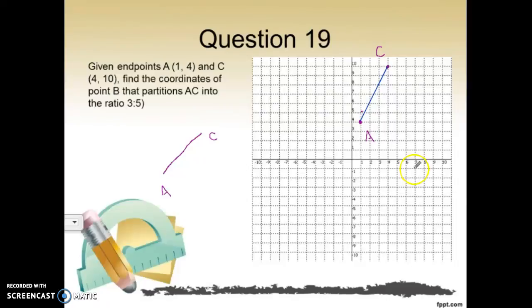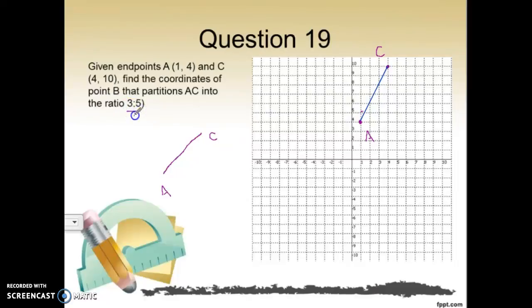going on here. All right, they told me that I have endpoints A and C, and I went ahead and graphed those. A is right 1 up 4. C is right 4 up 10. We have to find the coordinates of point B that partitions AC into the ratio 3 to 5. Oops, sorry, there's a little typo. 3 to 5.